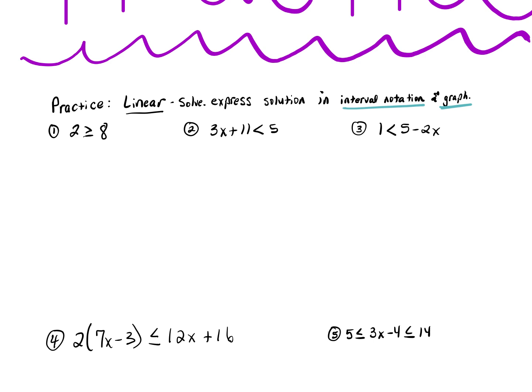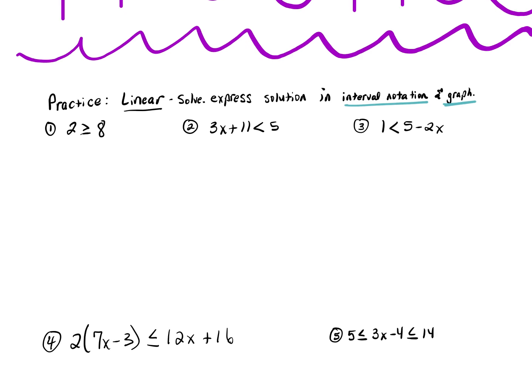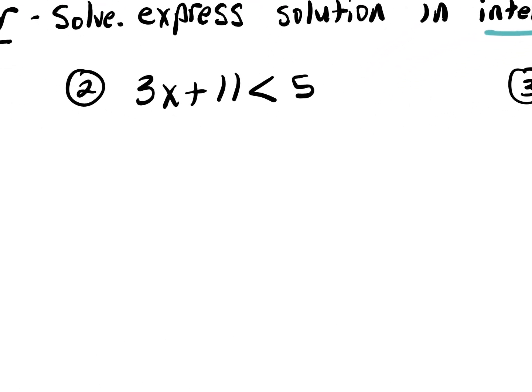Number 1 is missing an x. So we're just going to skip that. Let's look at number 2. What should we do first for number 2? Subtract 11. We're going to move the numbers to one side, keep the x's on the other. So 3x is less than -6. Perfect.